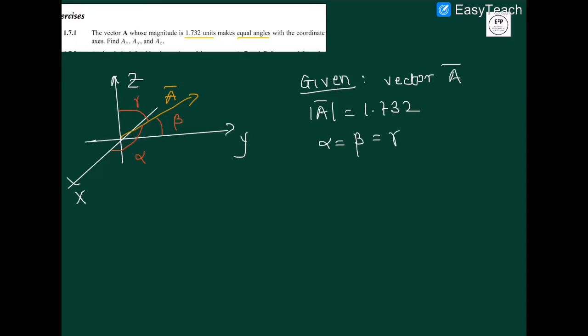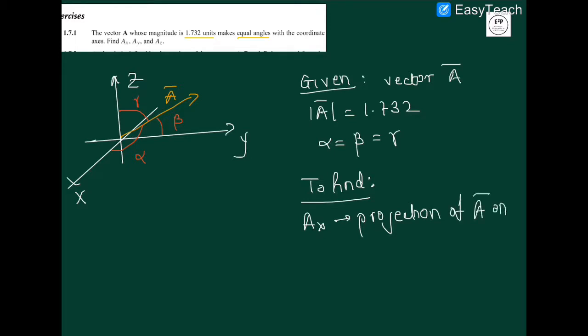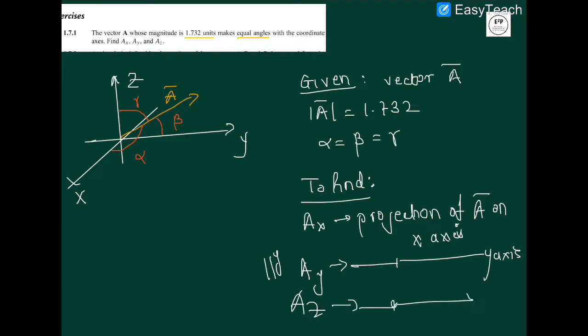Now what we have to find are AX, that is the projection of A vector on the x-axis. Similarly, we have AY, which is the projection on the y-axis, and AZ as the projection on the z-axis.